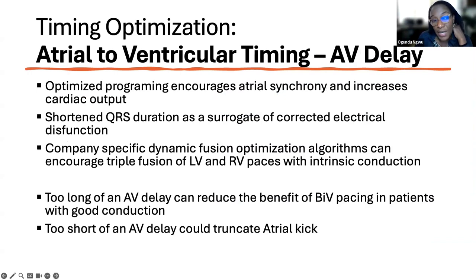So the atrial to ventricular timing, the AV delay, I think this becomes important in patients who have a really long PR interval or a really short PR interval. I remember in the past there was some algorithm that suggested that you should pace at a very short AV delay so that you don't have any pre-excitation of the LV or the RV. But if you make your AV delay too short, then you don't complete your atrial kick, and that can be detrimental. Ultimately, when our patients are in the clinic, we use the automatic optimization and program it as the device suggests.